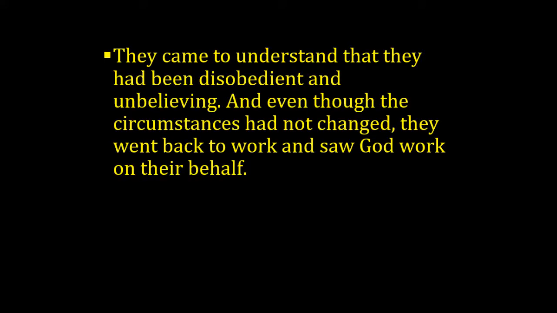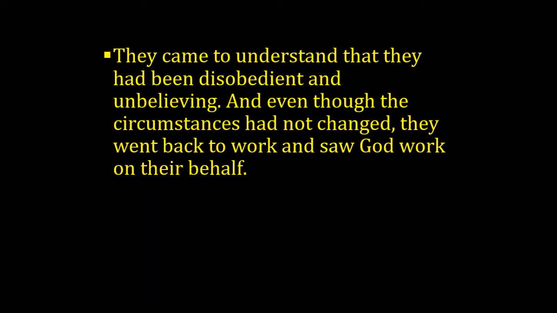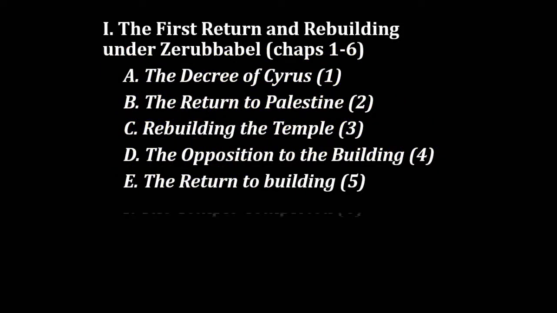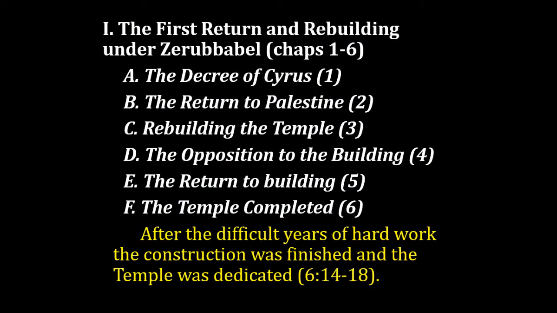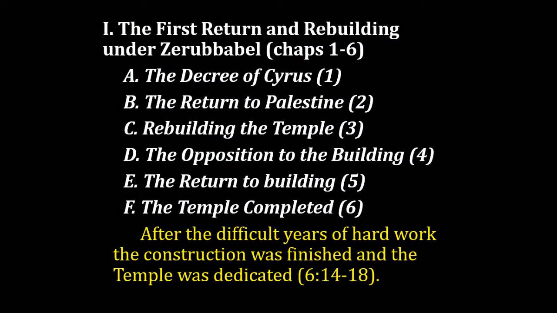They came to understand that they had been disobedient and unbelieving, and even though the circumstances had not changed, they went back to work and saw God work on their behalf because the opposition didn't cease. They complete the temple in chapter 6 of Ezra. And this is going to bring us to the end of the first phase of returnees. But after difficult years of hard work, the construction was finished. The temple was dedicated in chapter 6, verses 14 and following.